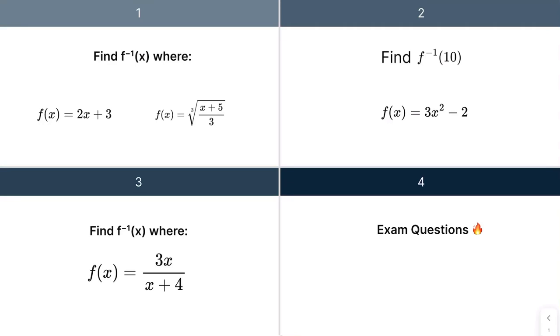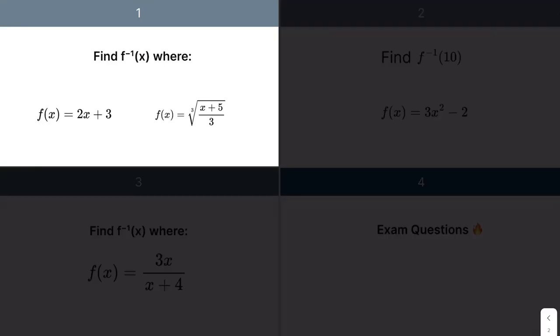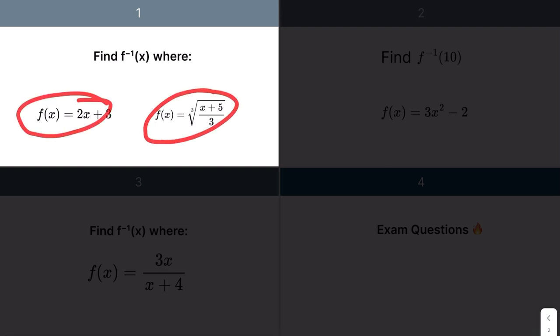Inverse functions is what we're going to look at in this video. It's split into 4 parts. We're going to start off by looking at examples like this, or how do you find the inverse of this function, and something a little bit harder like this.